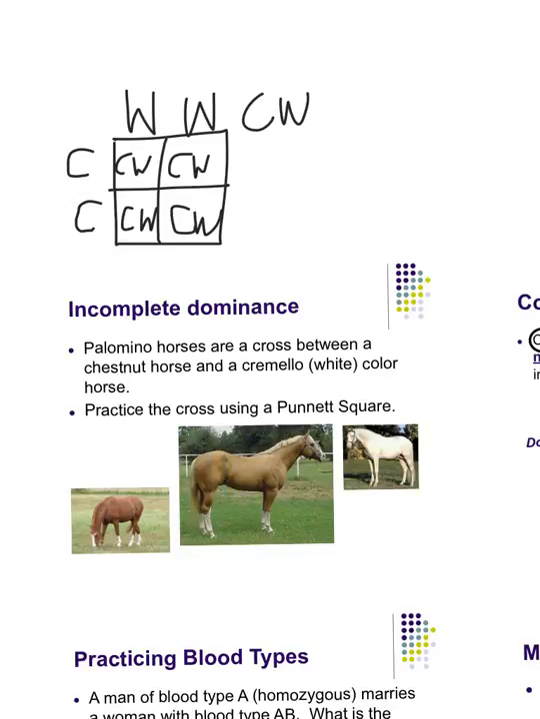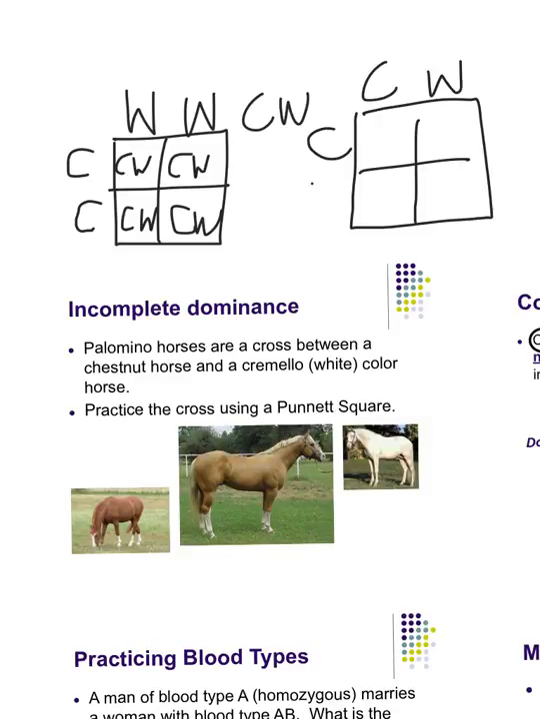What if we did a cross where two Palominos were bred? So their genotype is CW, CW. Okay, so we do the cross, CC, CW, CW, WW. Oh boy, that's a hot mess, I'm off my game. All right, so now looking at that, we can see that 25% of the offspring have a chance of being that cremello or white color. 25% have a chance of being brown in color. Oops, I'm backwards. Chestnut's brown, this is white. And then 50% have a chance of being CW, which is a Palomino-colored horse.